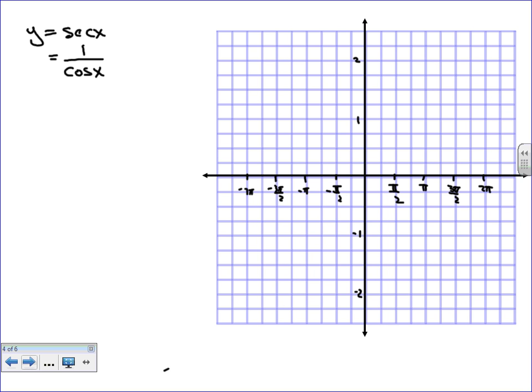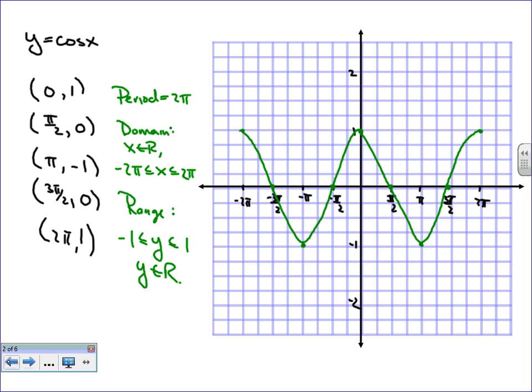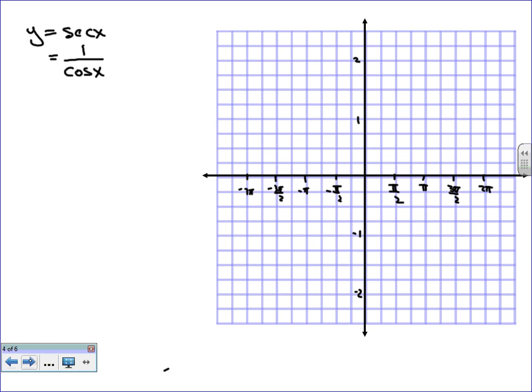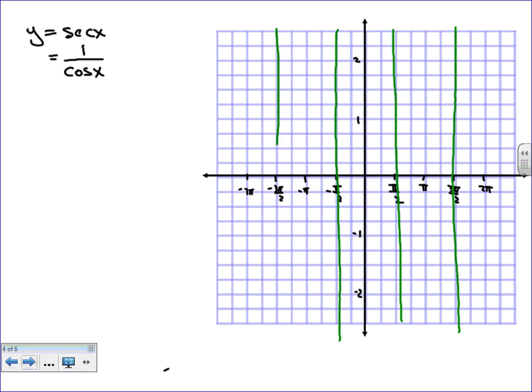So again, very quickly, and I'm not marking on speed, but it shouldn't take a lot of time, is what I'm trying to tell you. Wherever the cosine is equal to 0, so you remember your cosine curve, this is it right here, that's where you're going to get asymptotes. So the cosine is equal to 0 here, and here, here, and here.